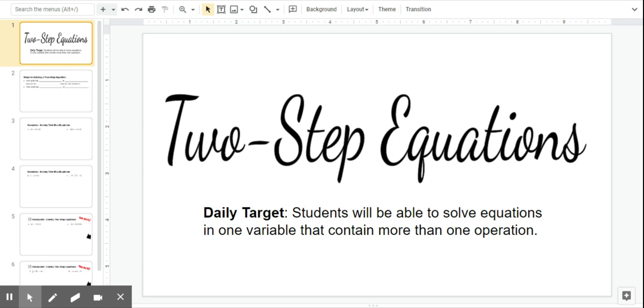Alrighty, here we go. So today's lesson is going to be about two-step equations. This is a lesson that you were taught last year. However, this is where Algebra 1 starts this year, so it should be more of a refresher than anything else.